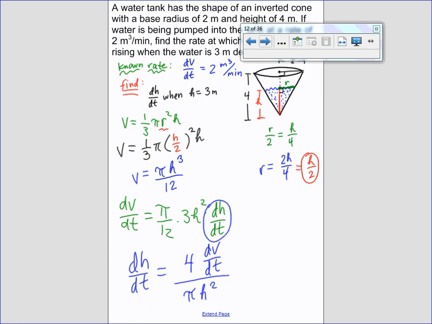All right, are you guys getting that? So we can reduce the pi over 4 and then times by 4 over pi. We can divide by the H squared, and then I'll end up on the bottom. And now and only now can we plug in our moment in time information. Here we go. So at the instant when the height of the water is 3 meters, dH/dt is given by 4 times dV/dt over pi H squared, where H is 3, and dV/dt is my original rate, which was 2. So it looks like we're getting 8 over 9 pi.